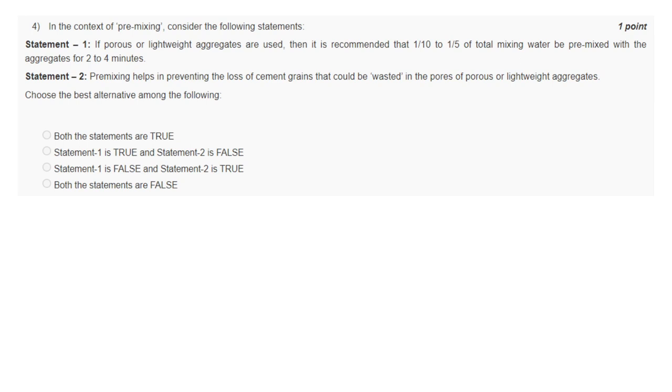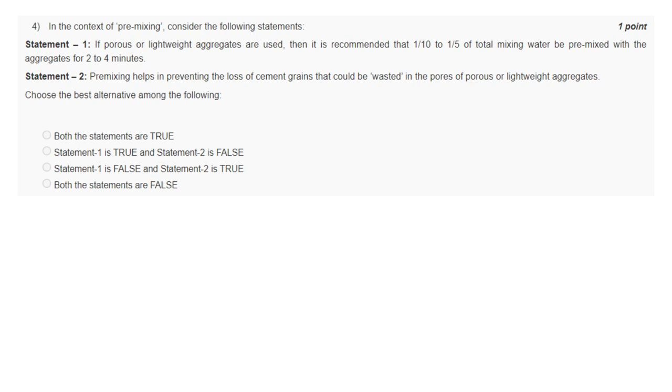Both are true. 1 is true, 2 is false. 1 is false, 2 is true. Both are false. So, in case of pre-mixing, if you remember, when porous or lightweight aggregates are used, it is recommended to mix half or two-thirds of the total water, not 1 by 10 or 1 by 5. So one is false.